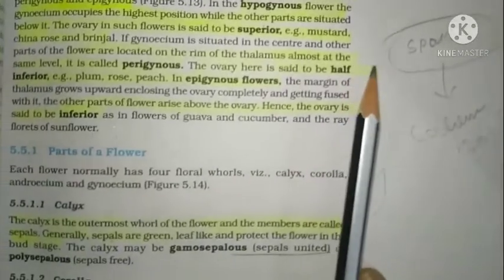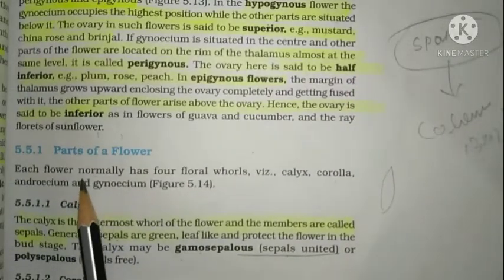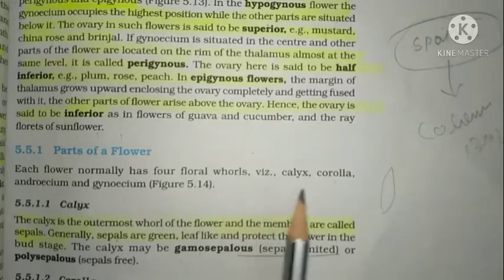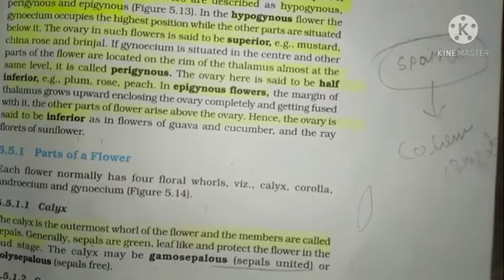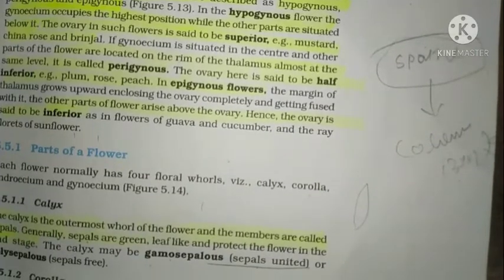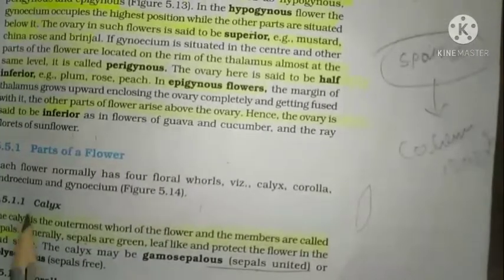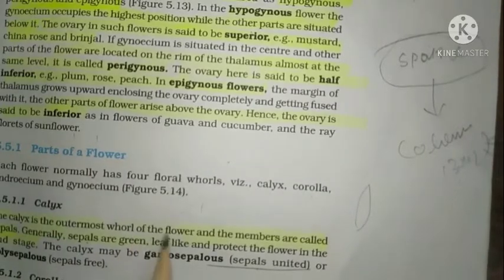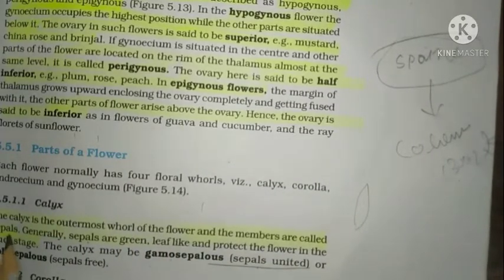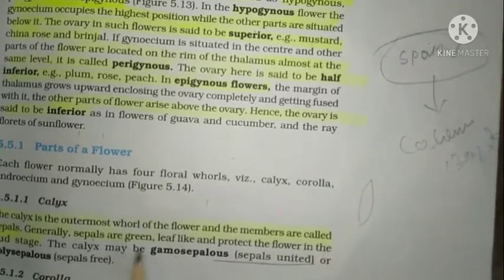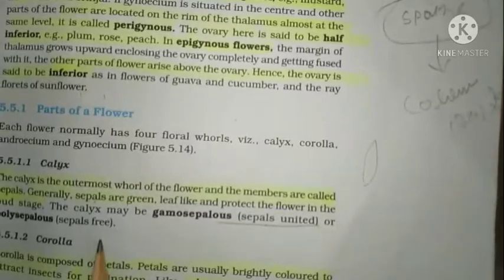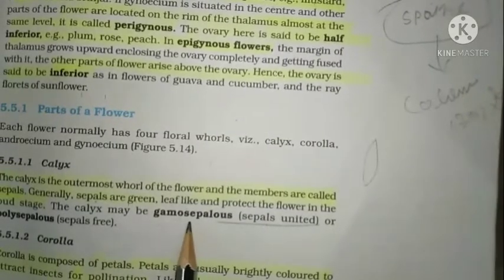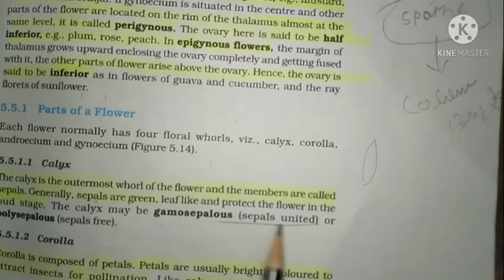Parts of a flower. Each flower normally has four floral whorls: calyx, corolla, androecium and gynoecium, as in figure 5.14. The calyx is the outermost whorl of the flower and its members are called sepals. Generally, sepals are green, leaf-like and protect the flower in the bud stage. The calyx may be gamosepalous, where sepals are united, or polysepalous, where sepals are free.